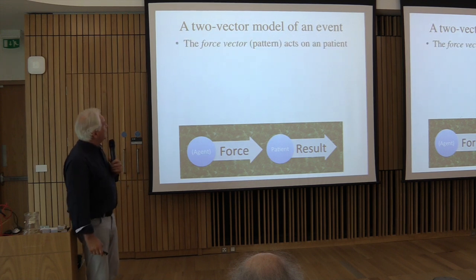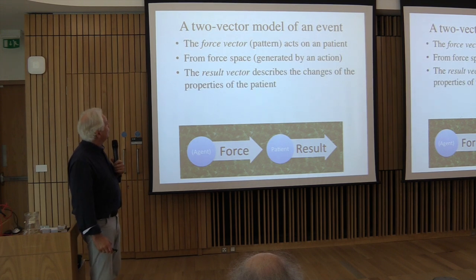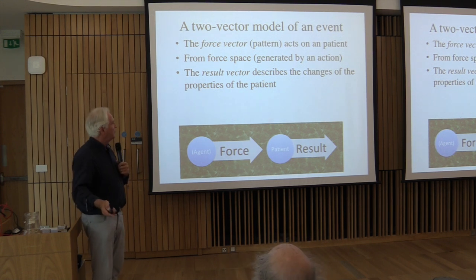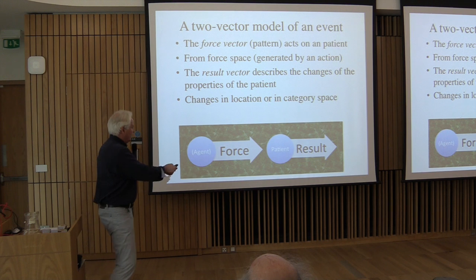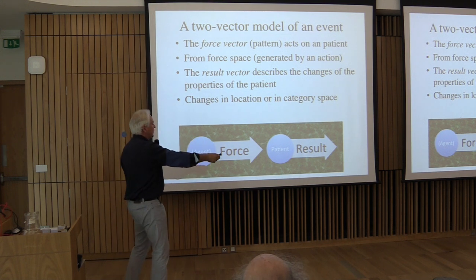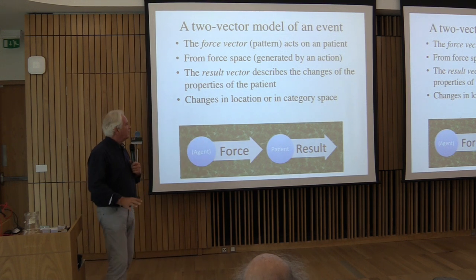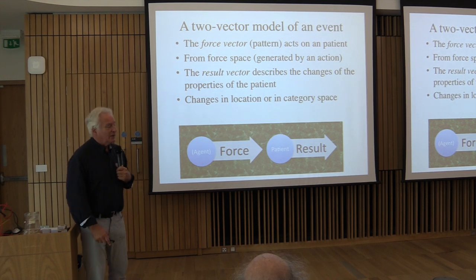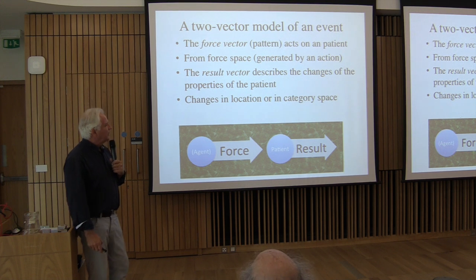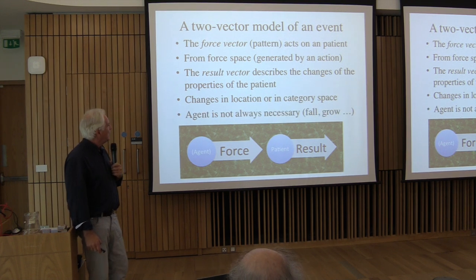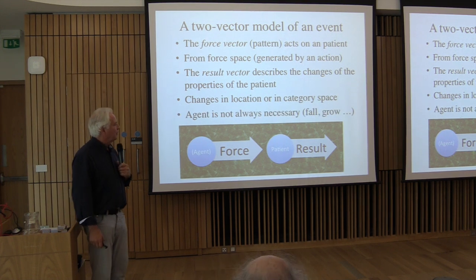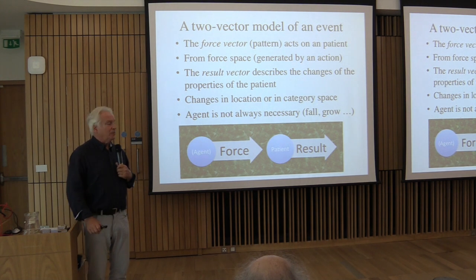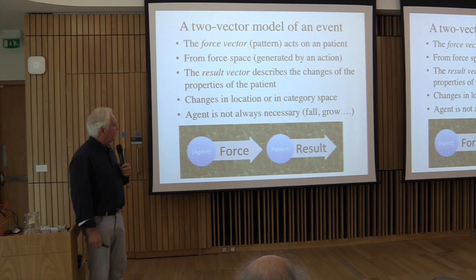So from this model, it comes from force space, changes of the properties of the patient, whether it grows or changes temperature and so on. These results can be changes in location. The patient can move. If I push the chair, it's a change in location. If I paint the chair, it's a change in the color space. So it can be different result spaces. Agent is not always necessary. Events of falling and growing or dying and so on, there is no force outside the patient. It's all within the patient, so to speak.